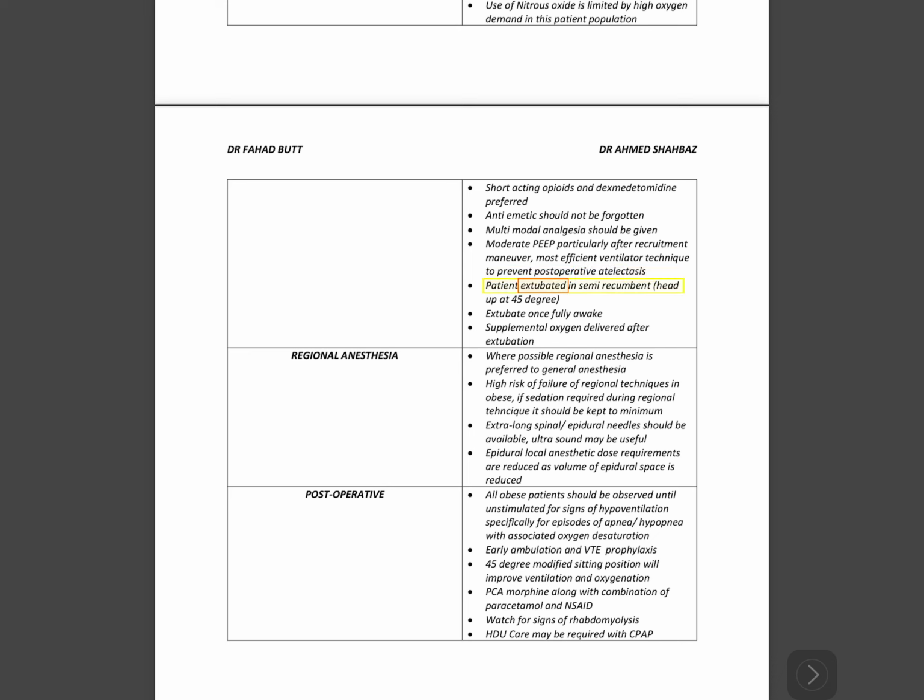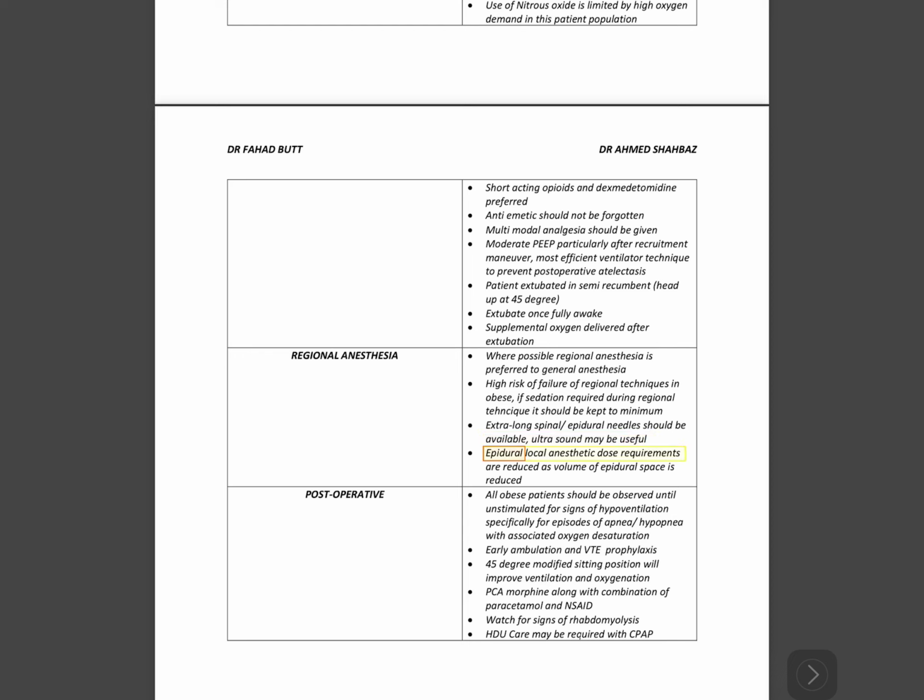Patient extubated and semi-recumbent, head up at 45 degrees. Extubate once fully awake, with supplemental oxygen delivered after extubation. Regional anesthesia where possible is preferred to general anesthesia, although there is a high risk of failure of regional techniques in obese patients. If sedation is required during regional, it should be kept to a minimum. Extra long spinal and epidural needles should be available.